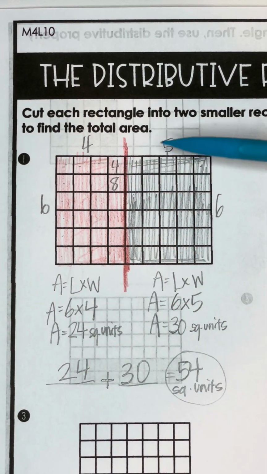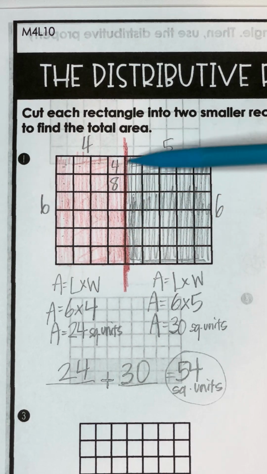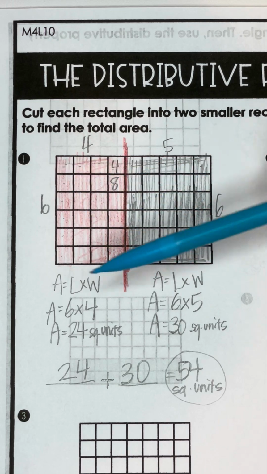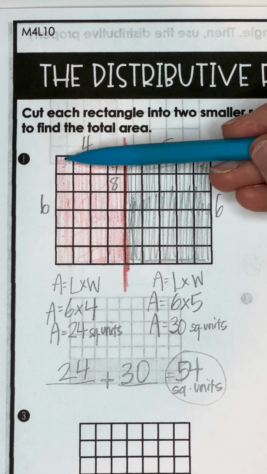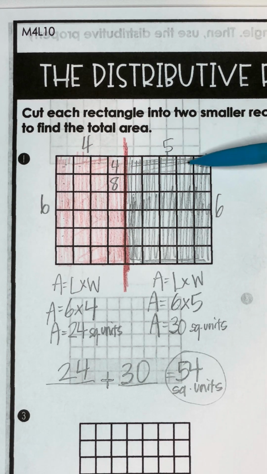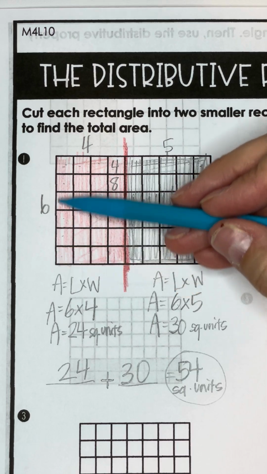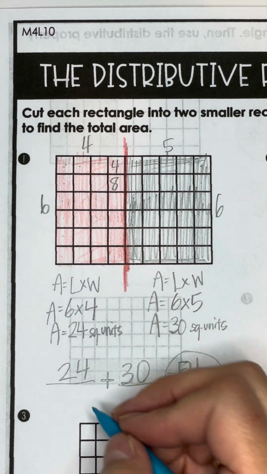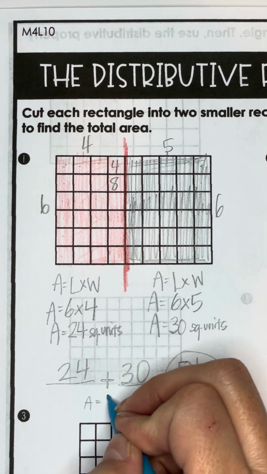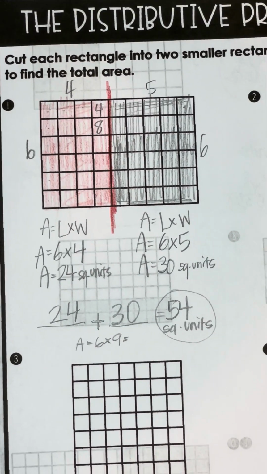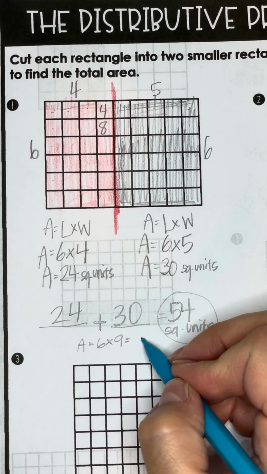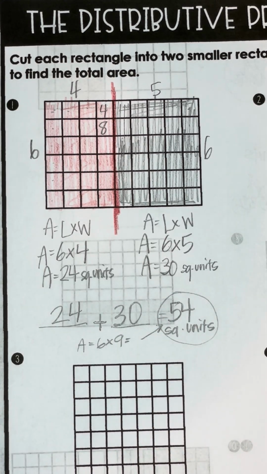Okay, well, you know what? Let's check that. What if I hadn't colored all of this in and it was just one giant rectangle? It would have been a 6 by what? 1, 2, 3, 4, 5, 6, 7, 8, 9. It would have been a 6 by 9. Anybody know what 6 times 9 is? Guess what? It's 54.